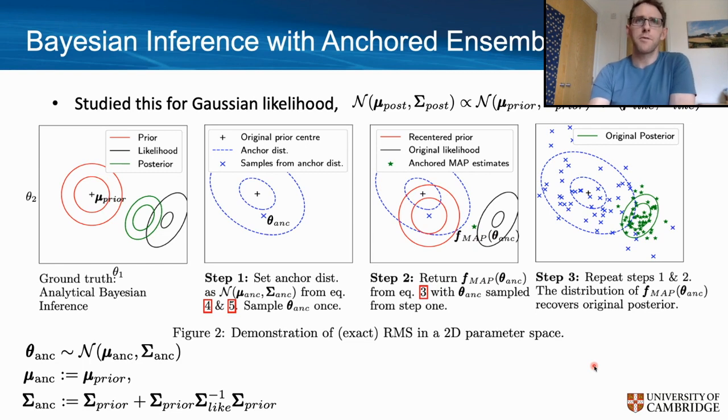And I don't have time to go through the derivation in full detail, but what we do in the paper is look at a slightly simplified setting. As well as the prior being normally distributed, let's assume that the likelihood is normally distributed in parameter space. And we visualize the algorithm in the paper. But the key result is that in this situation, your anchoring distribution is also normally distributed, where the mean is just set equal to your prior mean, and your covariance is something slightly more complicated.